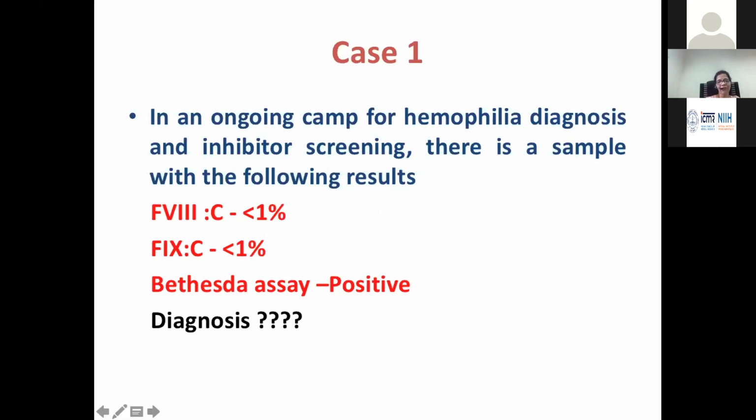But as an academic institute, you know that you can't have both deficiencies, though it is possible, but that is not a regular case that you get. So how do you sort this out? You don't have any clinical background. Your Bethesda assay is inhibitor positive. So how do you offer a diagnosis?